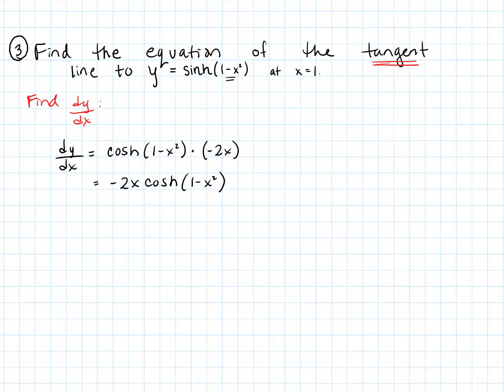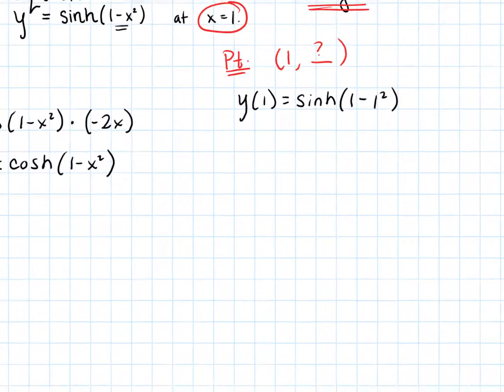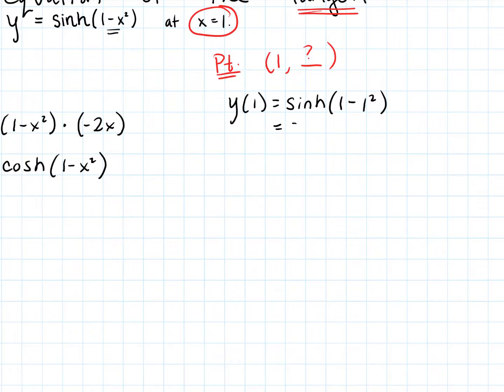Okay, now we want to find the equation of the actual tangent line. So we have to think about what is the point that we're going through. We know that we go through x equals 1, so the point would be 1 and what? Well, we've got to plug that in. So y of 1, since we don't have function notation, I'll write it that way. y of 1 is the hyperbolic sine of 1 minus 1 squared. Okay, well, that's 0. So this is the hyperbolic sine of 0.